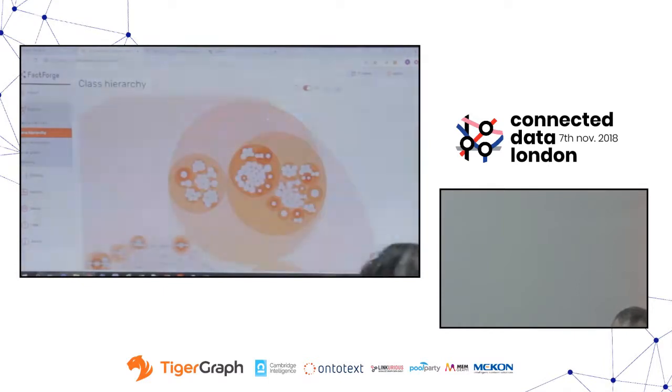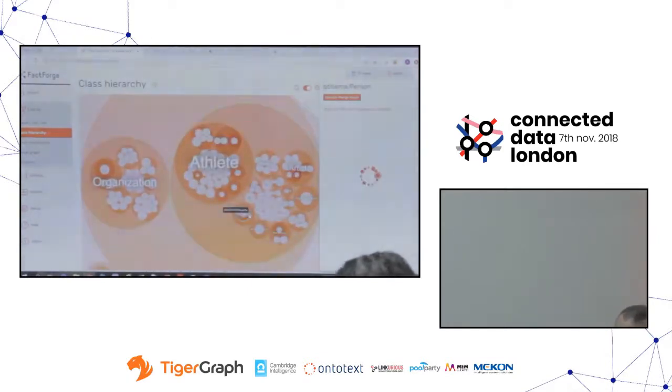So you can say, well, agent, what's that? That's actually the superclass for organizations and people. And then, well, people, how many people do I have? I immediately see that I have 1.3 million people in this data set. I get some samples, I see the subclasses.